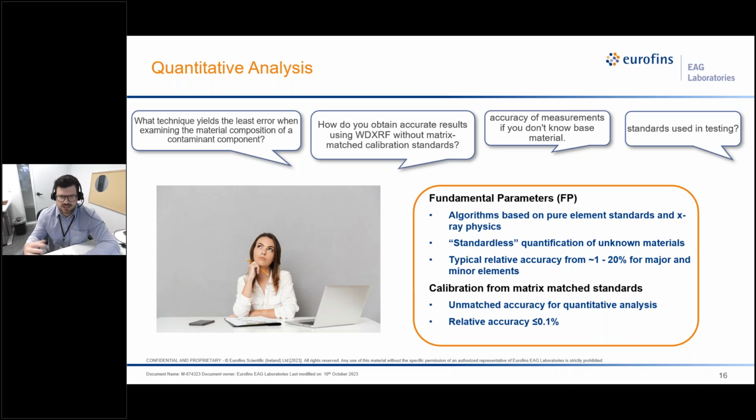The two ways we can achieve quantitative analysis revolve around creating a calibration with matrix match standards or using a fundamental parameters-based software package. Fundamental parameters is going to use algorithms based on pure element standards and X-ray physics to give you a standardless quantification of unknown materials. We commonly refer to this as semi-quantitative. Some typical relative accuracies we see with this method are from less than 1% to 20% for both major and minor elements.